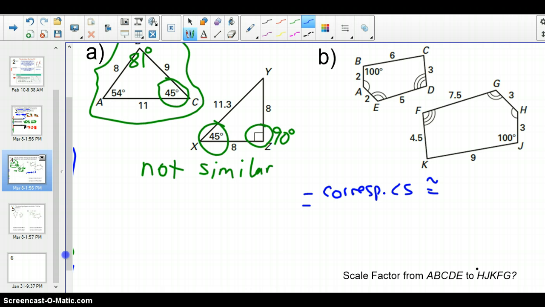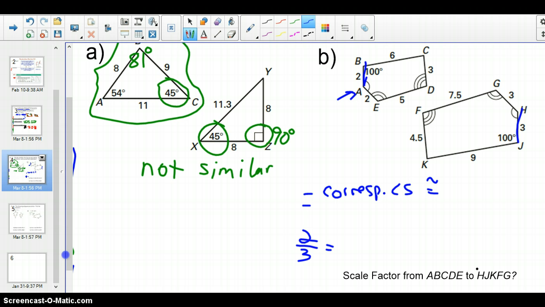What I don't know is if the corresponding sides are proportional. I need to show that. So I'm going to start by looking and comparing the sides. So I might start with side AB. Side AB is going from the angle that has 1 tick mark to the angle that's marked 100. So I'm going to do that same thing on my larger quad over here, and that's H to J, which is 3. So I'm going to just jot this down. I know that my ratio is 2/3 for that corresponding pair of sides.